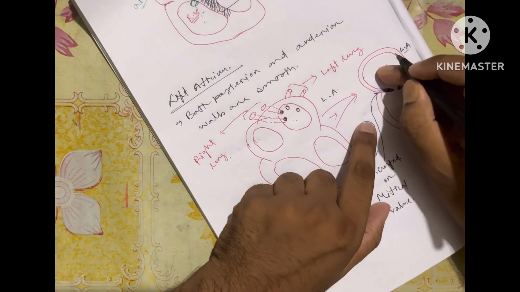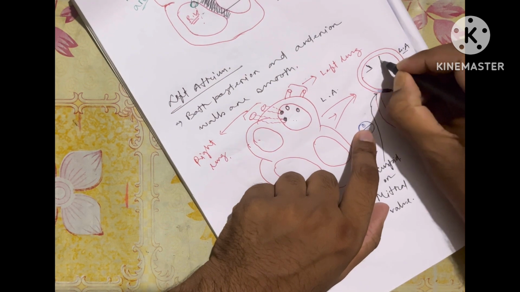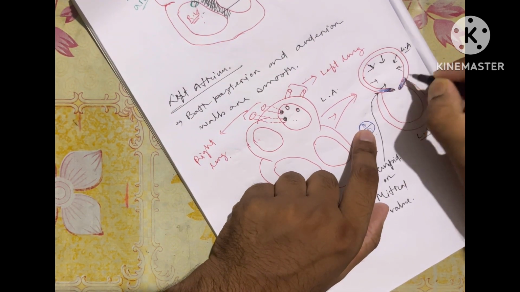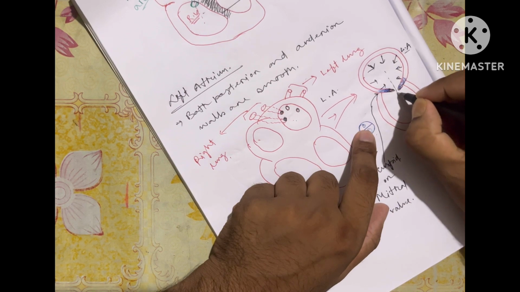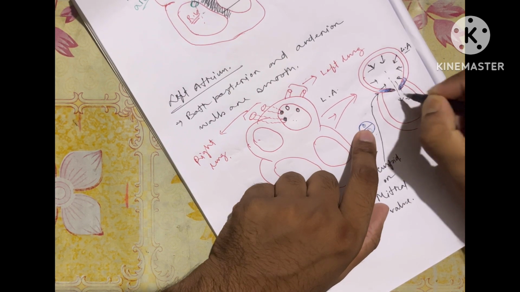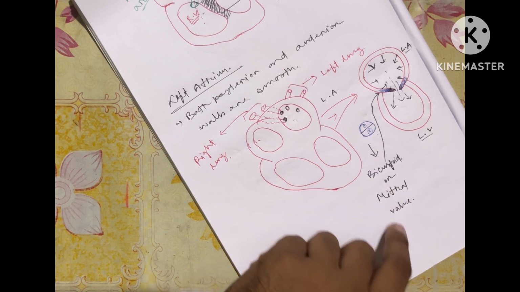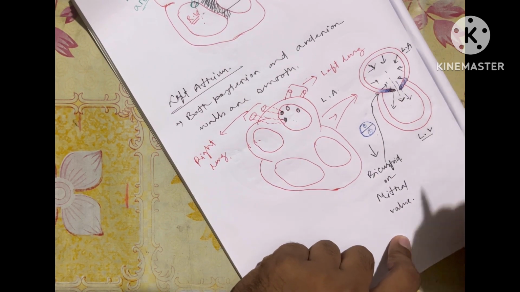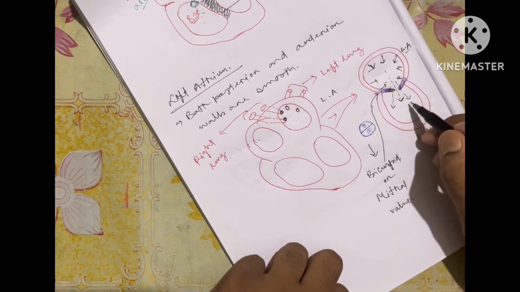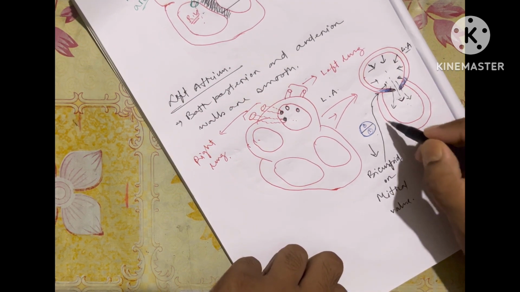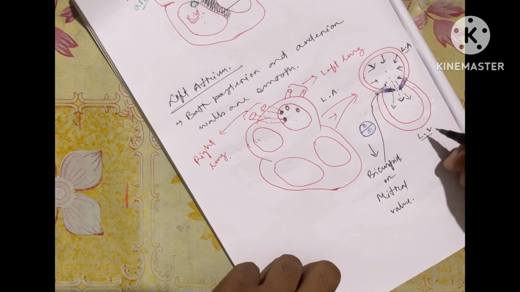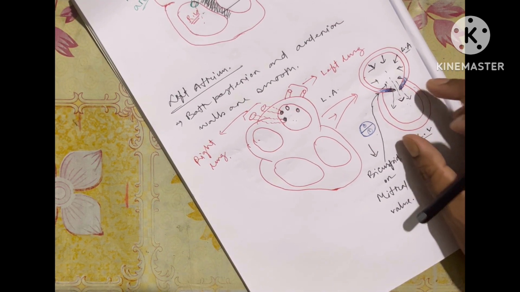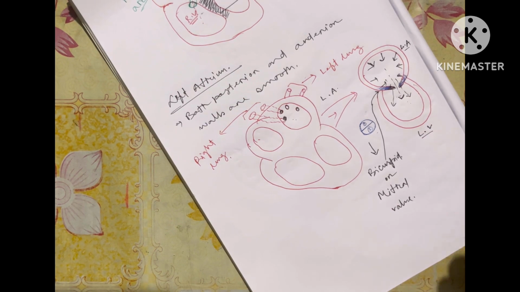Now when the left atrium contracts, the blood comes directly into our left ventricle. Now we are going to discuss the detailed anatomy and physiology of the left ventricle, which is the last part of our part 2 segment of the heart chambers.